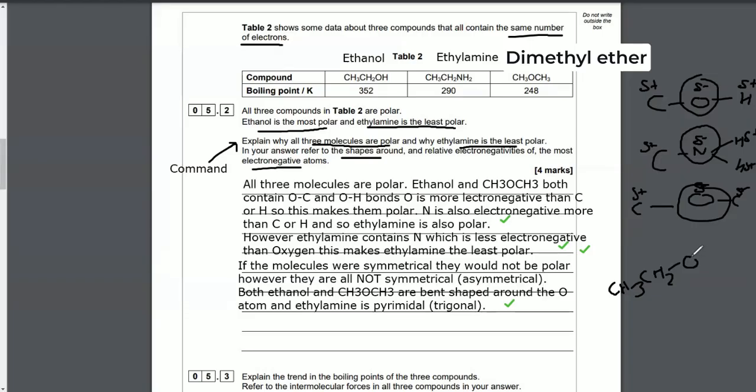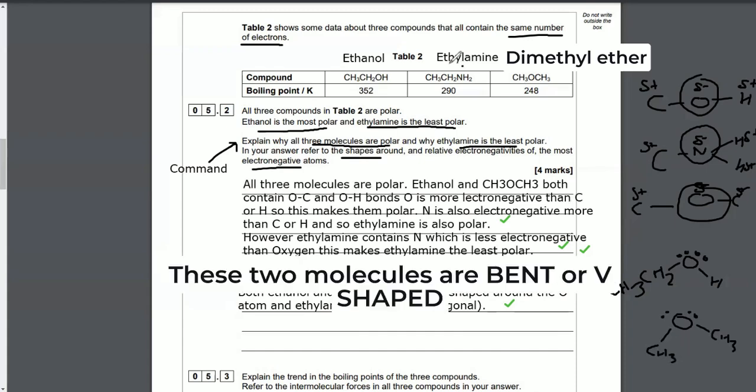Then we go to the oxygen, and remember oxygen, when it's only got two bonds, which it normally has, has two lone pairs around it. And so that, just like a water molecule, is going to give it the bent shape. And you're going to get the same thing going on with the CH3OCH3, and it's going to be like this.